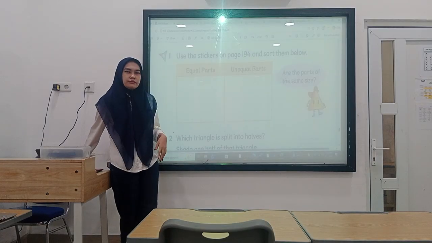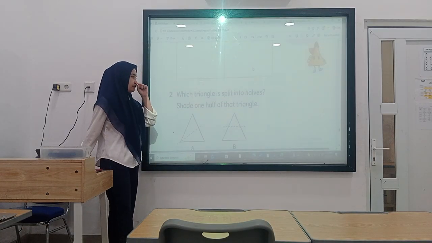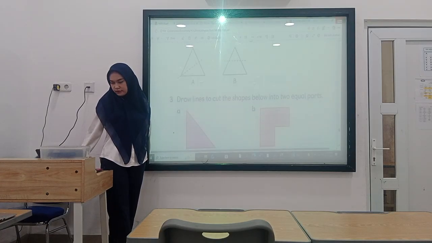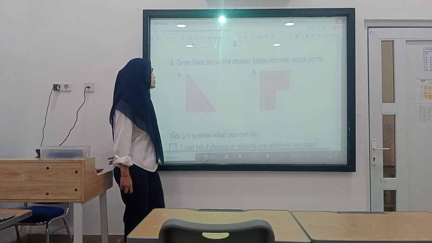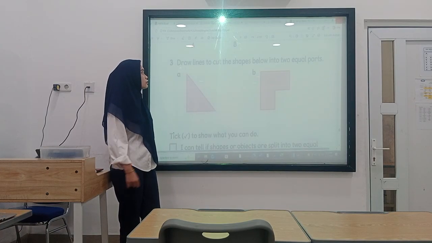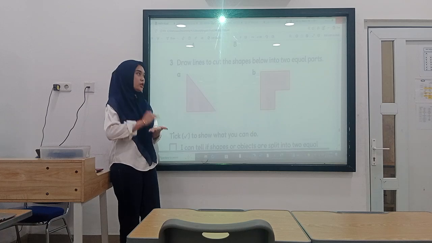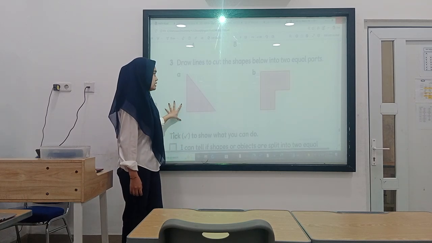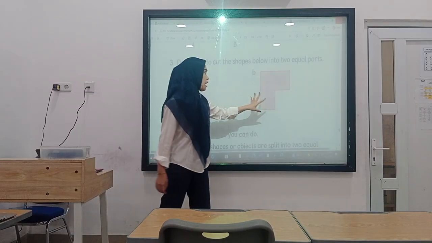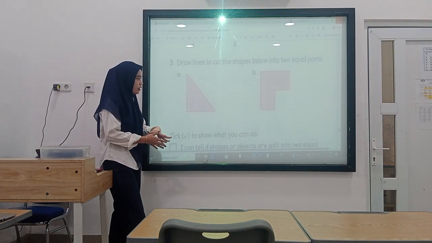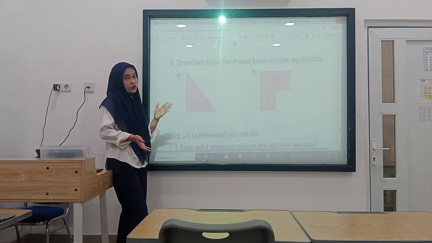How about this, Miss? Okay, so in here, the student needs to draw the line to cut the shape into equal parts. As we know, we have this shape and this shape. How do we tell the student to split the shape into equal parts?